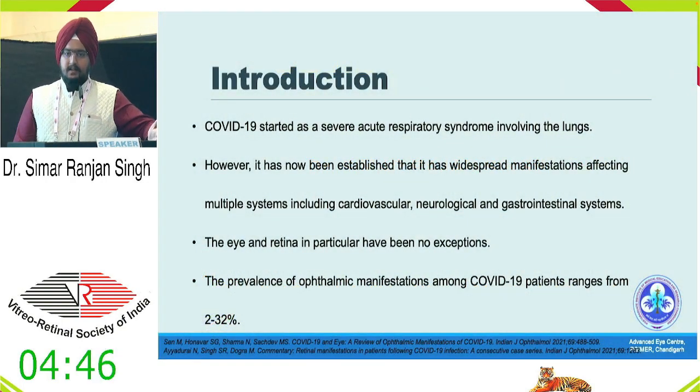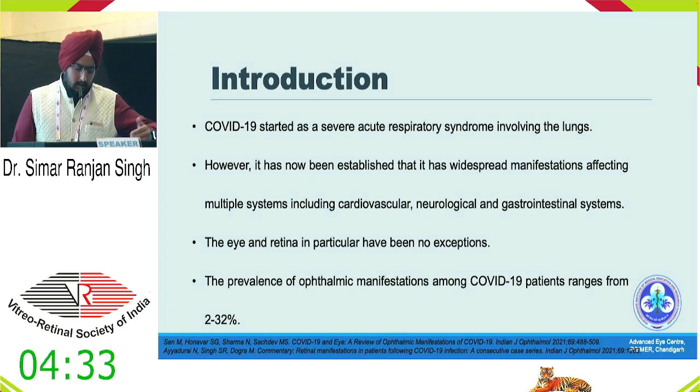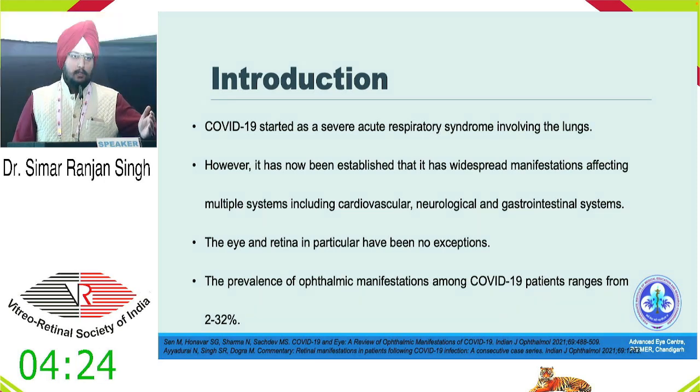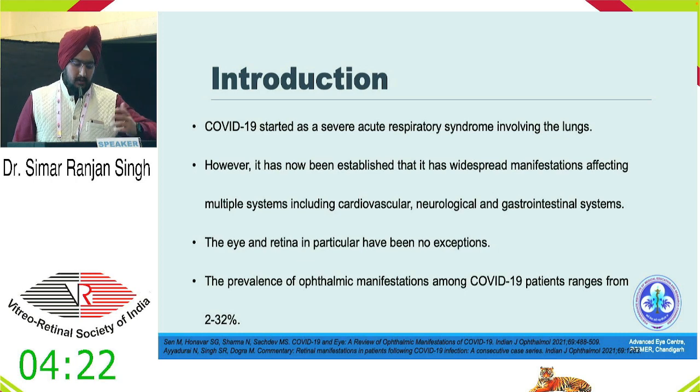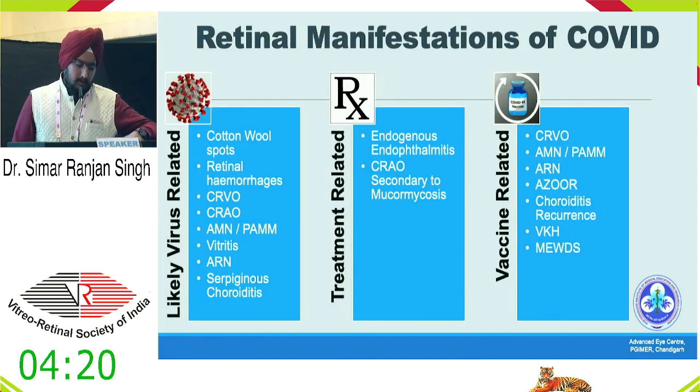So COVID and retina is what I'm going to discuss. COVID started as a severe acute respiratory syndrome, and soon we saw that it was not just respiratory. Manifestations were seen in other organs as well, be it neurological, gastrointestinal or cardiovascular. So the eye and retina have been no exceptions to that, and the prevalence of ophthalmic complications of COVID-19 has now been reported in the range of 2 to 32% of patients having some form of manifestation.